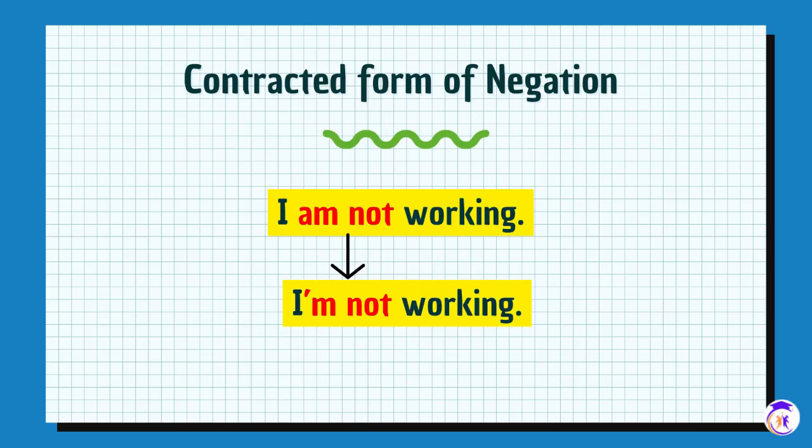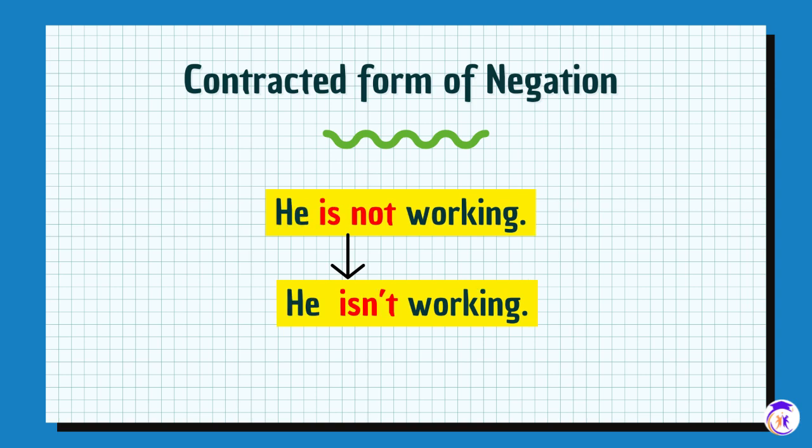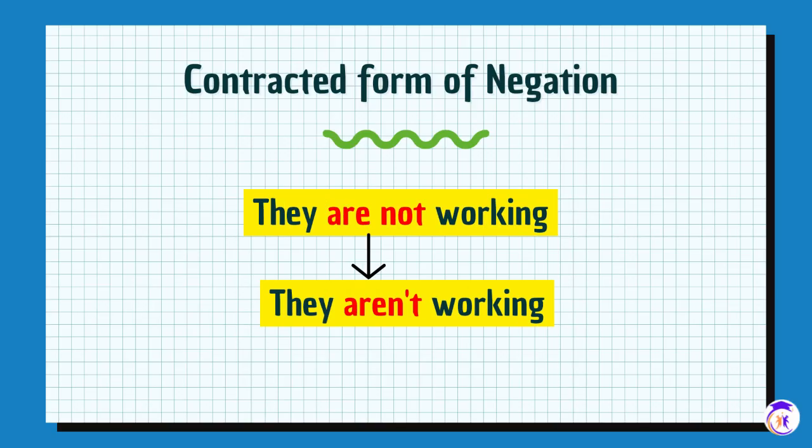Examples. For I am not working, you can say I'm not working. Note, I am not does not contract to I amn't. For he is not working, you can say he isn't working. The subject he or she or it is followed by isn't, which is the contracted form of is not. And for they are not working, you can say they aren't working. The subject you or we or they is followed by aren't, which is the contracted form of are not.